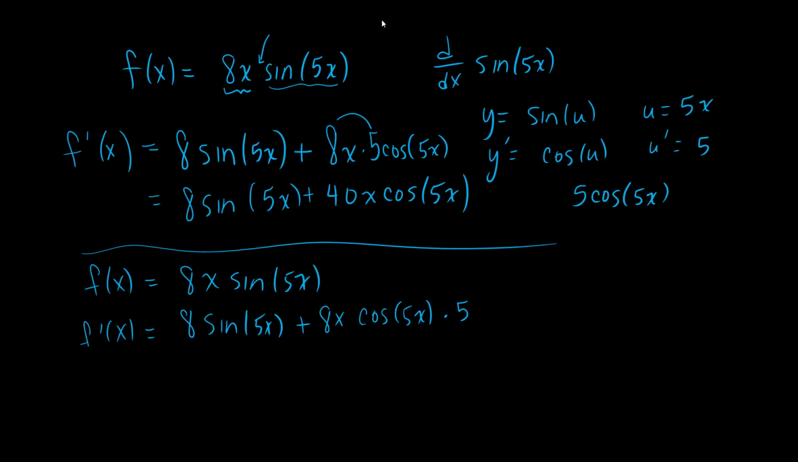All right, where are we? Next one is right here. So f of x equals x to the 7th cosine 5x. Again, I can see that this is a product rule. So 7x to the 6th, that derivative, leave that one alone.